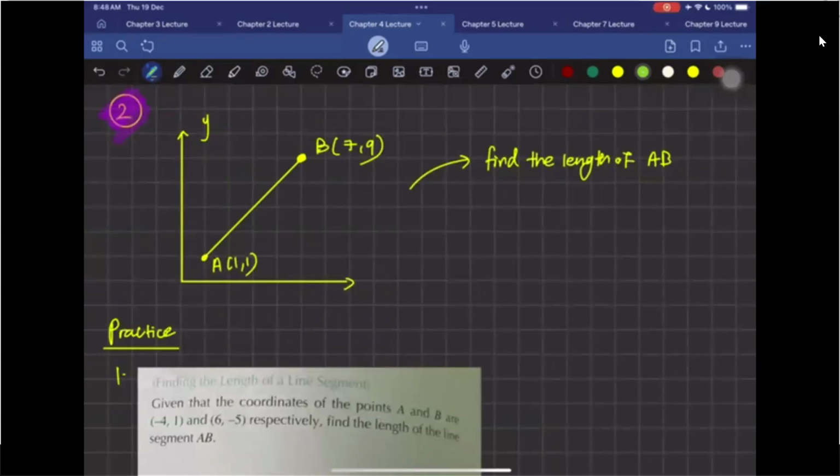So the second part is, okay, so given that now you know how to find the gradient. So if I give you 2 points in a straight line, another type of question that they can ask is to find the length of AB. Okay. So how would you find this length? So it's essentially your Pythagoras theorem concept. So let's take a look at it.